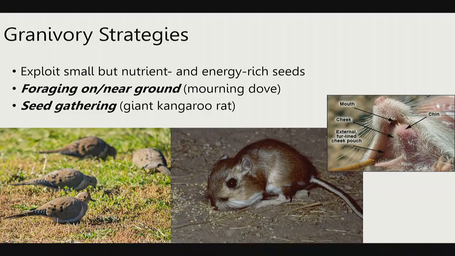One of the ways they're able to do that, you can see here, is through cheek pouches, right? Giant kangaroo rats and a lot of other rodents have these massive cheek pouches. Even though they can't hold seeds well in their hands, they can store a lot of them in their face, take them back to a storehouse and use for later.